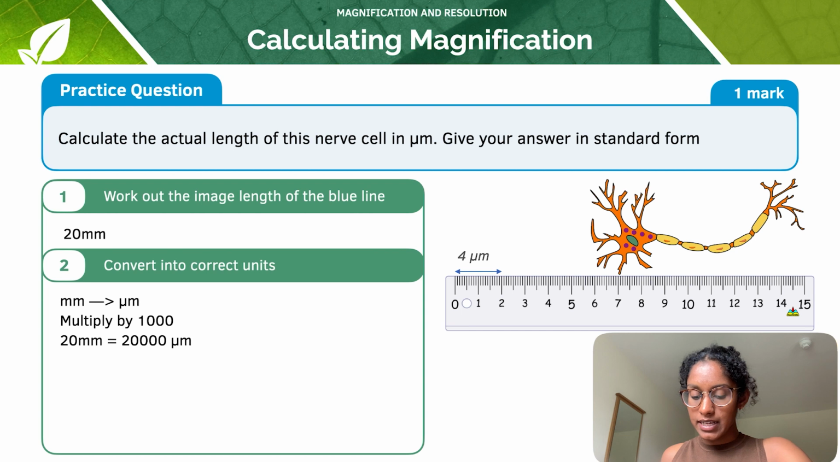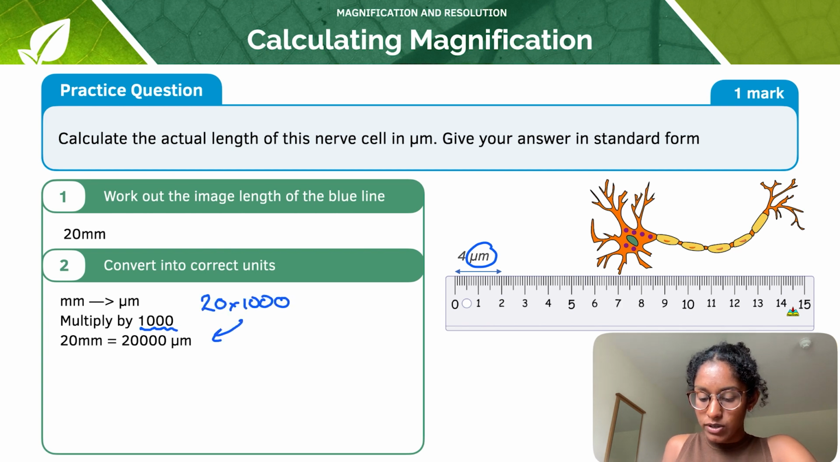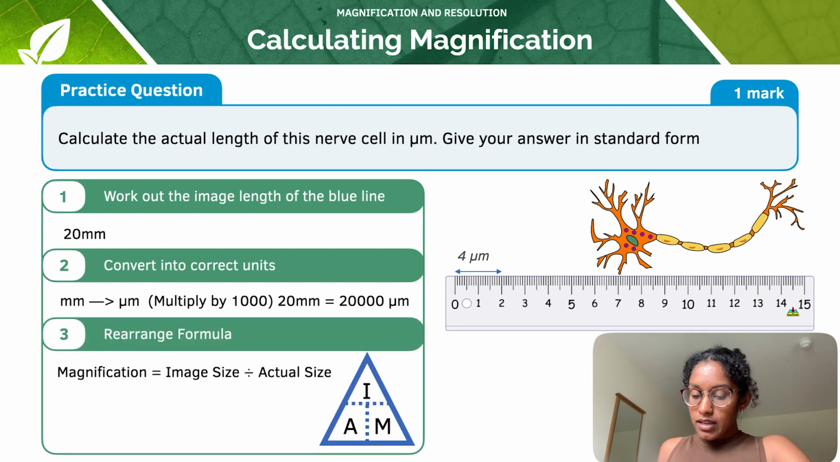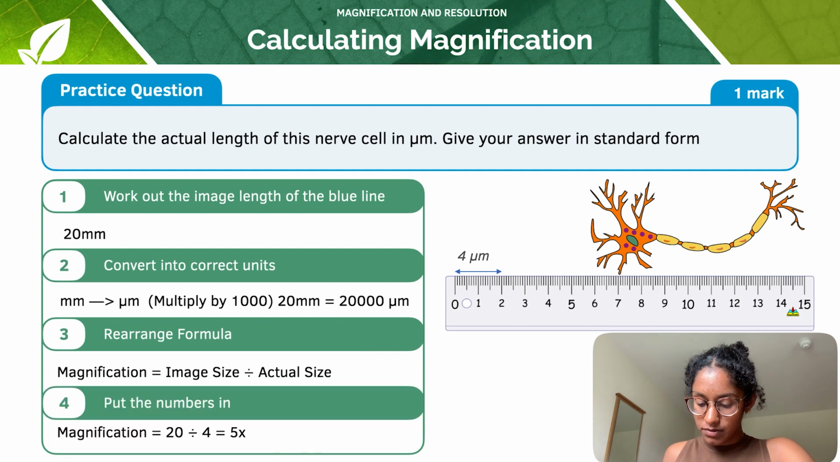We then convert this into micrometers. So from millimeters to micrometers, we're multiplying by 1,000, just like in the last one. So we're doing 20 times 1,000, which is 20,000 micrometers. Now, what we're going to do is plop it into the equation. So we do 20,000 micrometers divided by 4, so the magnification is 5 times. So we do 20, which is our image length, divided by 4, which is our actual size, to get our magnification, which is 5 times.